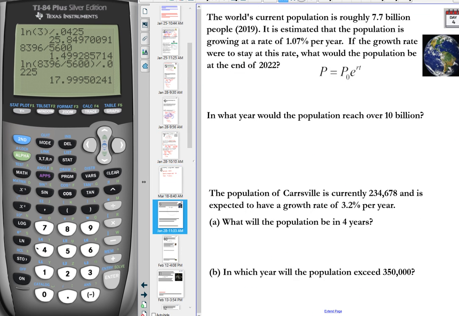Alright, we did this one yesterday. Alright, let's do this one here. This is actually a pretty scary problem. All problems are scary, but it's not super scary. The world's current population in 2019 is 7.7 billion. It is estimated that the population is growing at a rate of 1.07%. Oh man, I just realized I did this wrong for last period. Damn, I read it wrong.